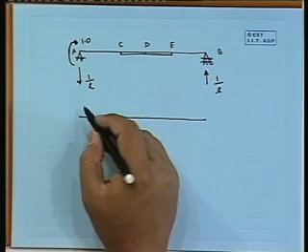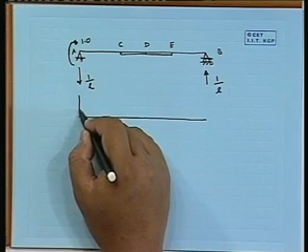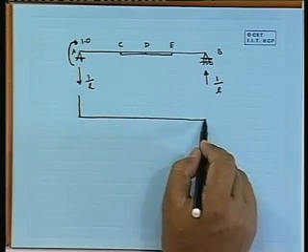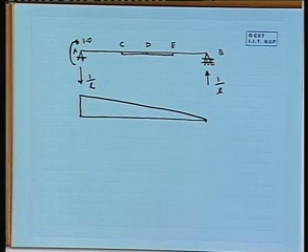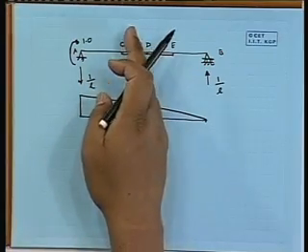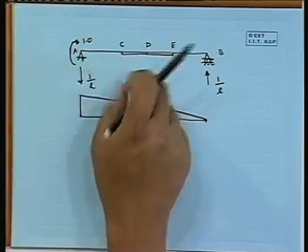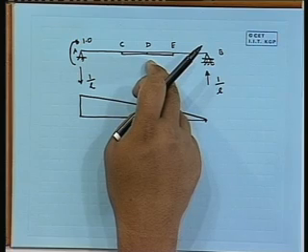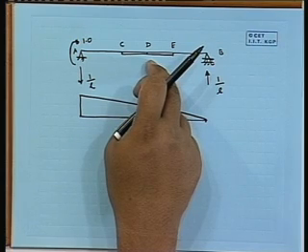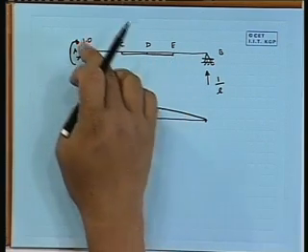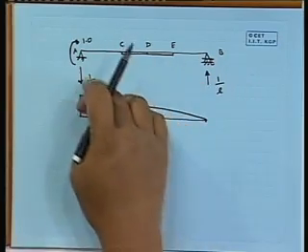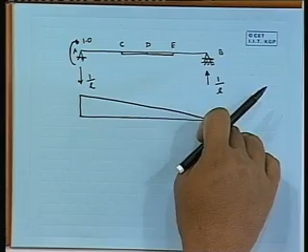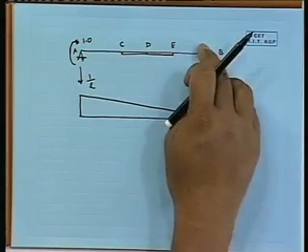Here the moment will be how much? 1, and here the moment will be 0. It will come like this. Or anywhere if you pick up, it will be 1 minus 1 by L into x. So the moment expression will be 1 minus 1 by L into x. When x will be L, 1 by L into L, 1 cancels, it will be 0, and it should be 0 because it is a free end, there is no applied moment.